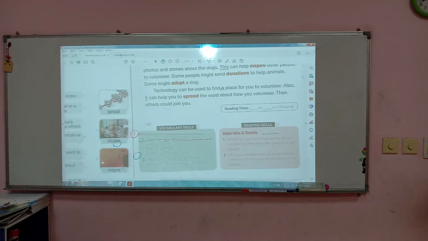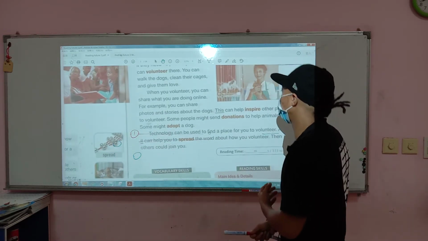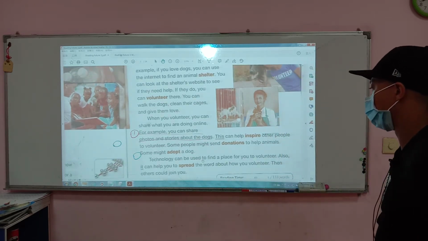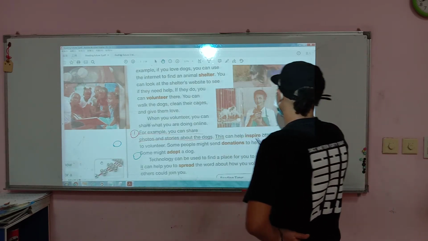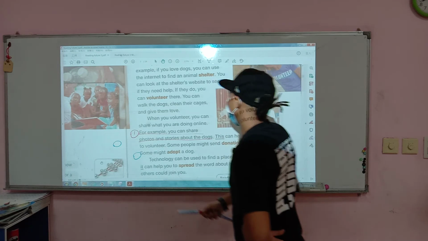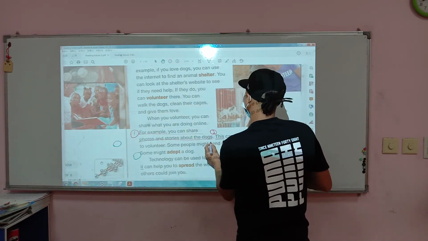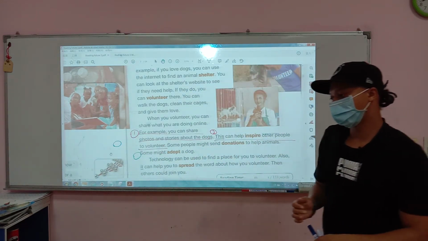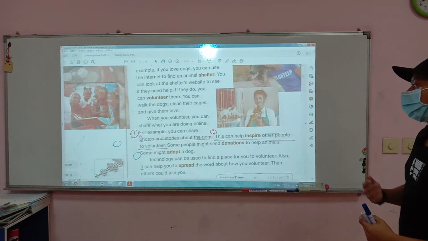Number 2. What can someone who volunteers inspire others to do? So what can they inspire someone else? What can they make someone else want to do? Okay, let's see. So it says this can help inspire other people to volunteer. Okay, so you could do the next sentence, number 2. So this can help other people to volunteer. All right, so if you volunteer, you can inspire other people to also do the same thing.